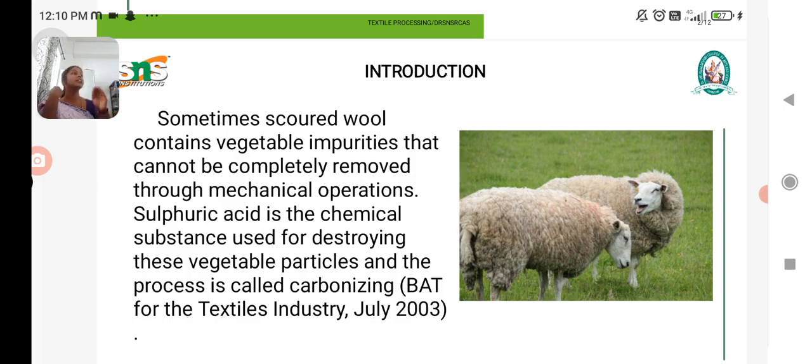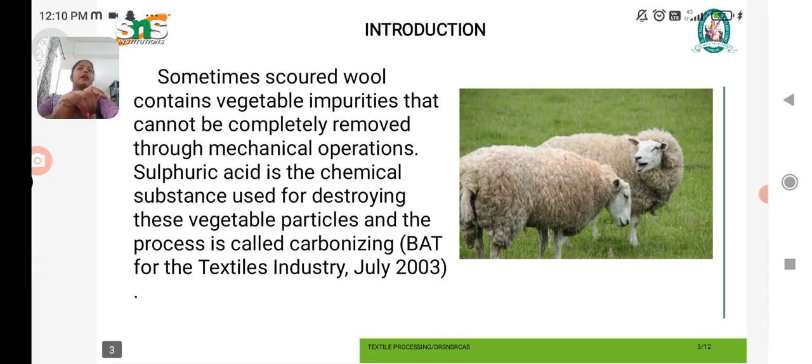cannot be completely removed through mechanical operations. Sulfuric acid is the chemical substance used for destroying these vegetable particles, and the process is called carbonizing, for the textiles industry, July 2003.